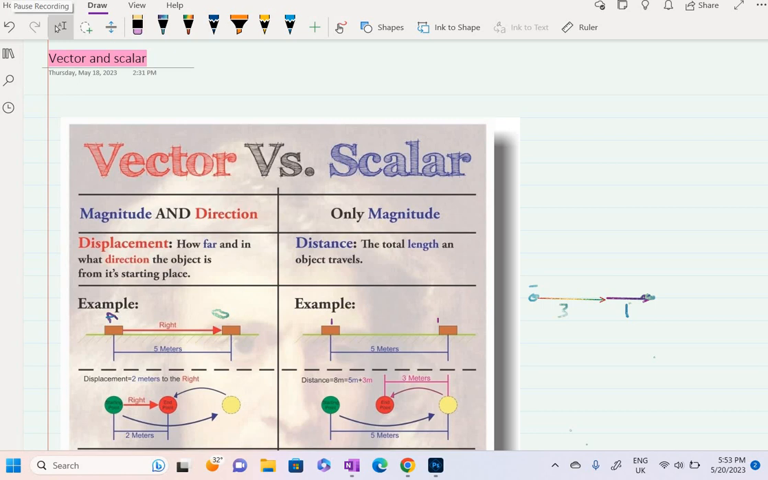Bismillahirrahmanirrahim. Today we will talk about vector and scalar. Vector and scalar quantities.